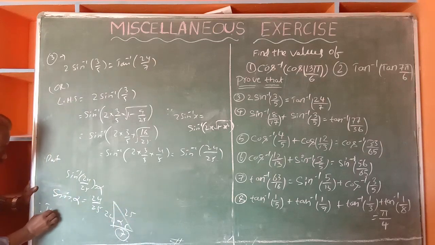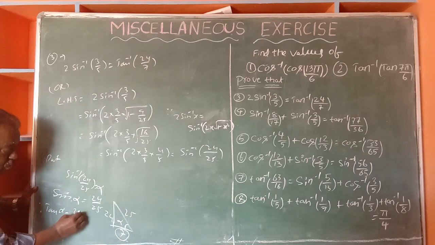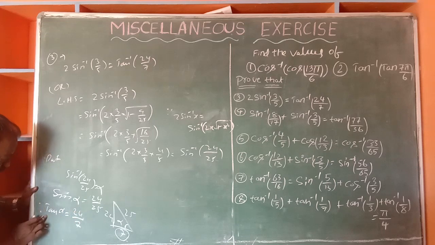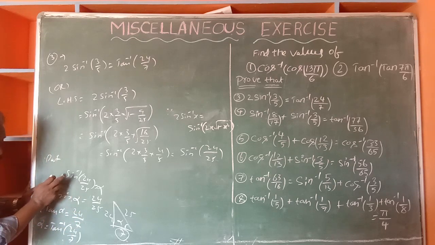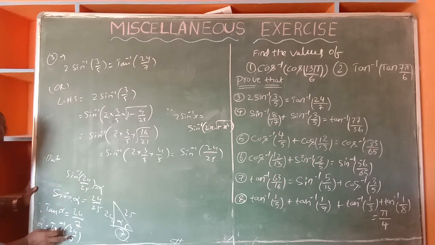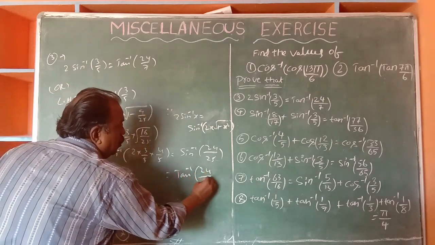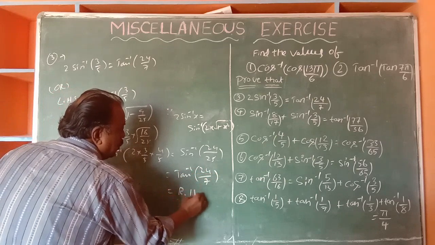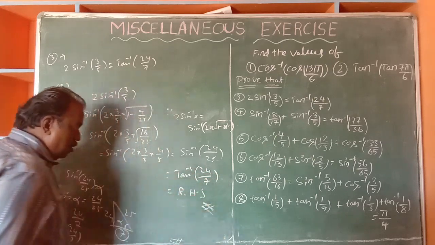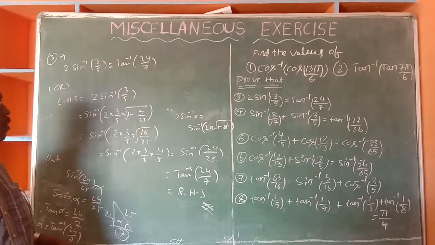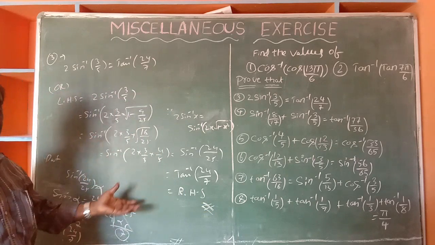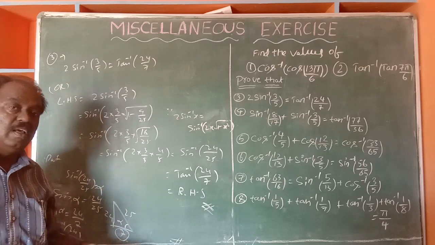Therefore, what about tan alpha? Tan alpha is 24 by 7. Alpha is equal to tan inverse 24 by 7. We know that alpha is sine inverse 24 by 25, so sine inverse 24 by 25 is nothing but tan inverse 24 by 7. So we may write it as tan inverse 24 by 7, which is RHS. It is left to you, which is easy for you to learn. Two methods are there.